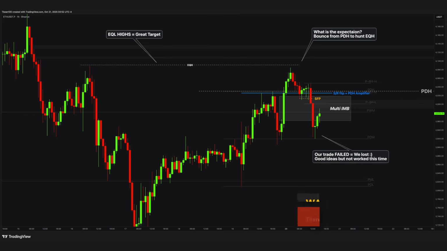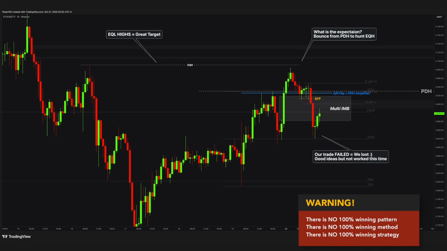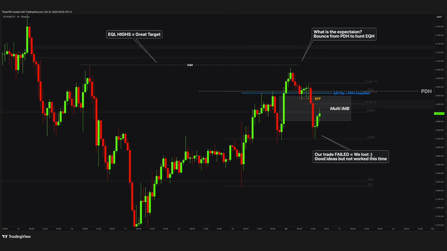Some of us are out there searching for some kind of holy grail pattern that works 100% of the time. Stop wasting your time, it does not exist. If you can win, let's say, 6 or 7 out of every 10 trades, and also lose 3 or 4, you are doing really great. That already makes you a solid and consistent trader.